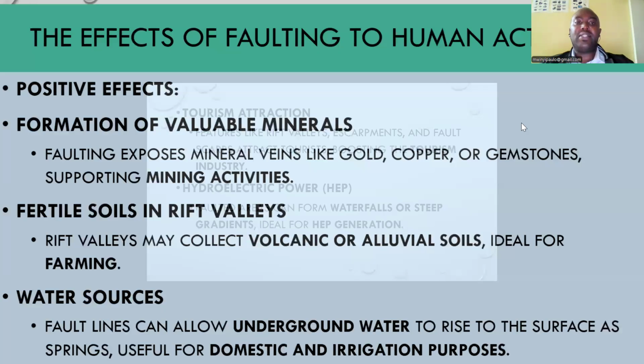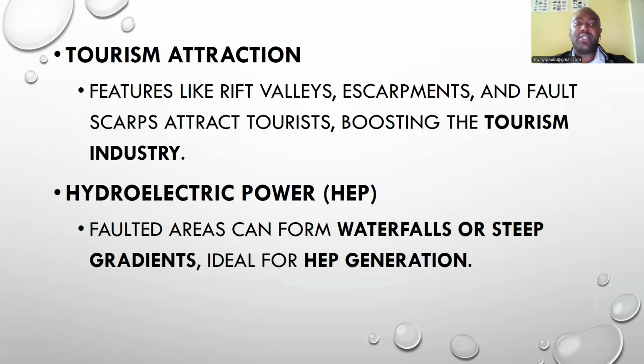In addition to that, with tourism attraction, features such as the escarpments, fault scarps, the rift valleys themselves, they attract tourists, and subsequently they boost the tourism industry. In addition to that, we've got hydroelectric power, short form HEP. Faulted areas can form waterfalls or steep gradients, which are ideal for hydroelectric power generation.